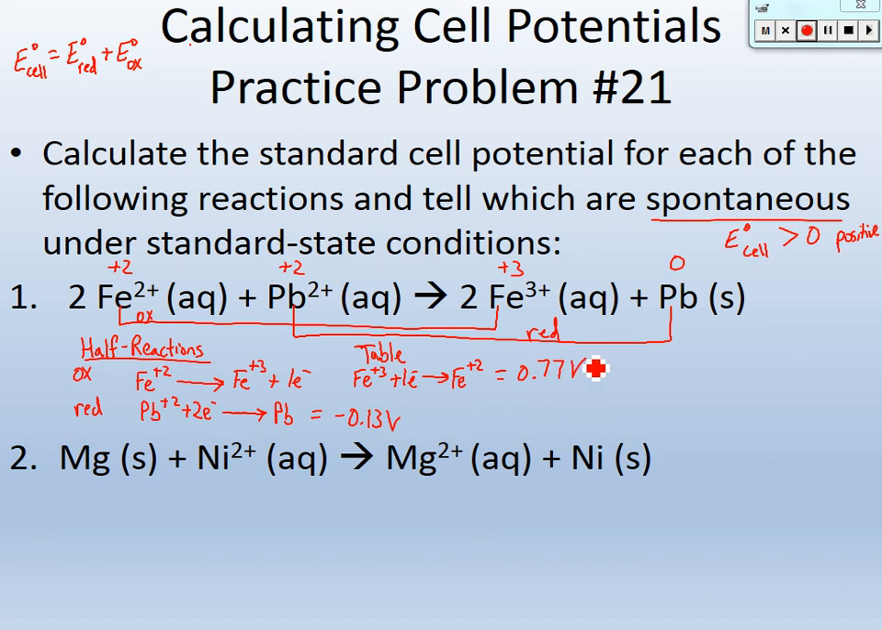Now be careful, because that is a reduction potential, so we need to switch the sign. This now becomes negative 0.77 volts, because we know that was our oxidation half. So when we plug it into this equation up here, the reduction half reaction is negative 0.13 volts. We're going to add that to the oxidation, which becomes negative 0.77 volts.